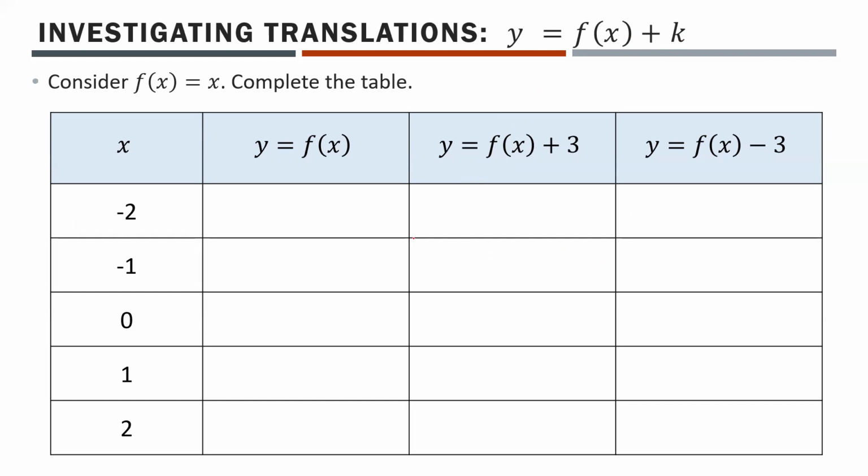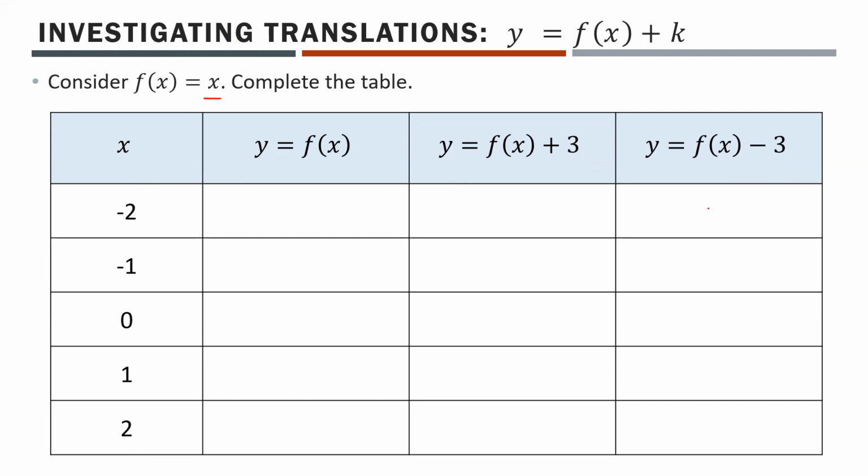Anyway, we're going to start by considering f of x to literally just be x. So the function f of x is just x. It wants us to complete this table. In this table, I gave you 5 different values of x, and then 3 different columns here, one representing f of x, one representing f of x plus 3, and one representing f of x minus 3.